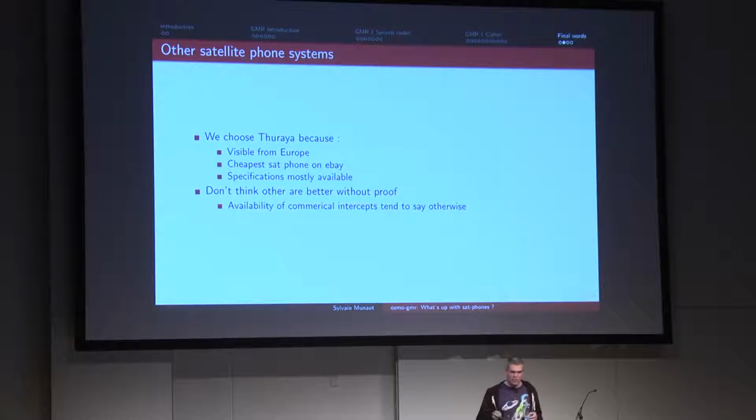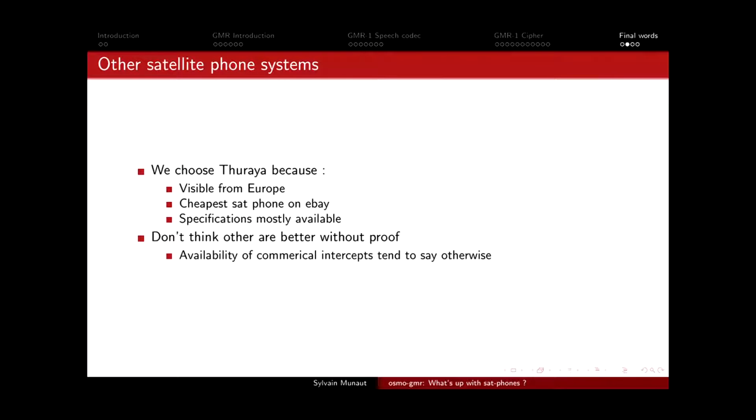A quick note about other satellite phone systems. Please don't assume that just because Thuraya or GMR-1 is broken that the others aren't, unless you have actual proof that they aren't, because the only reason we chose Thuraya is because the phone was the cheapest on eBay. Given that for other satellite phone systems you can also find commercial interceptors, there's a big chance that they're not that much more secure.